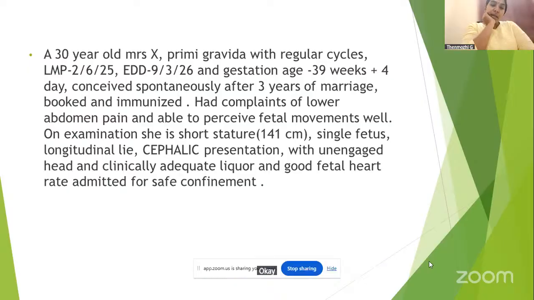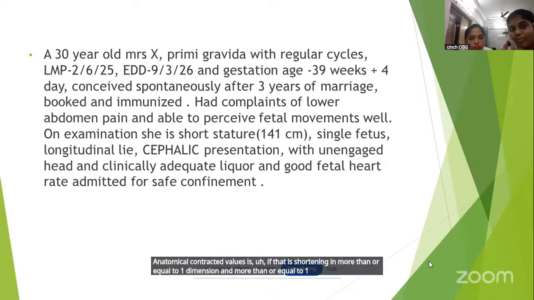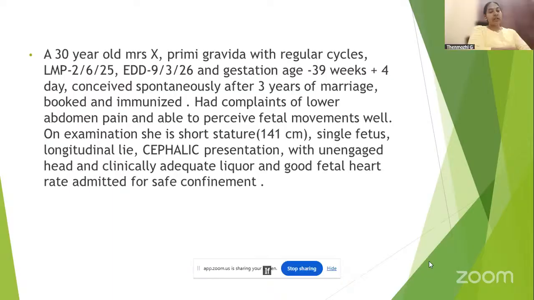What do you define by anatomical contraction for contracted pelvis? An anatomically contracted pelvis is if there is shortening in one or more dimensions and one or more planes by 1 centimeter or more, ma'am. Then it is said to be an anatomically contracted pelvis. And is there an obstetrically contracted pelvis?